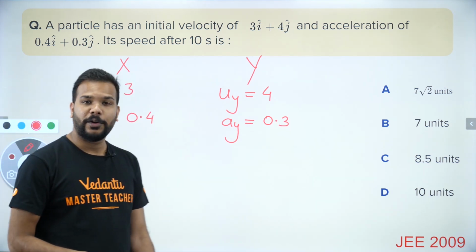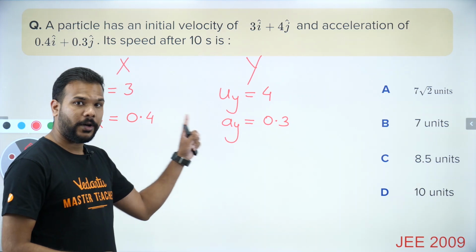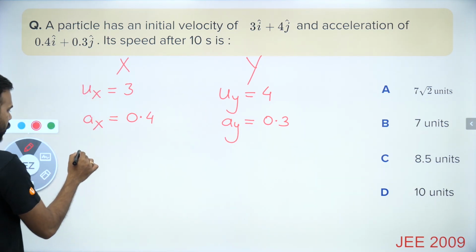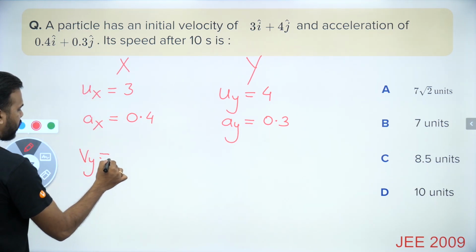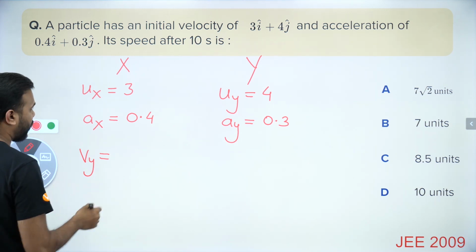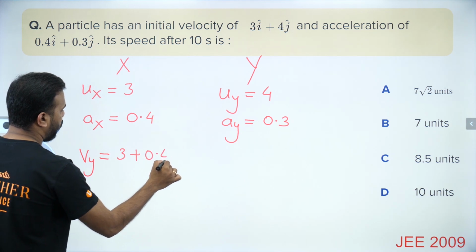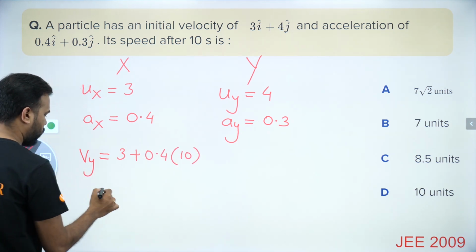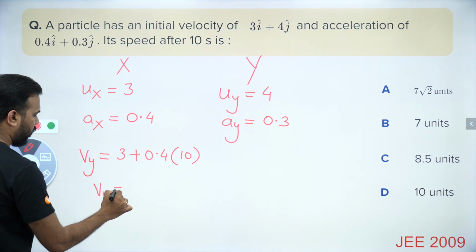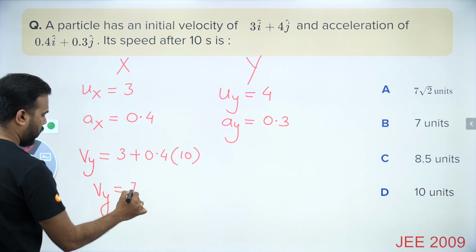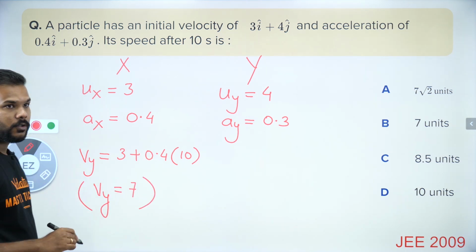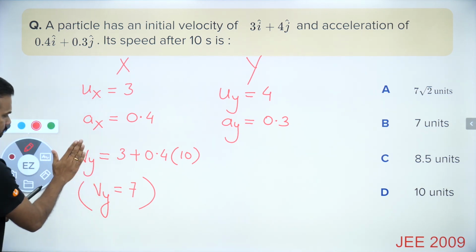Now what you apply? Obviously you apply v equal to u plus at, but now you apply that for individual directions. That means what? If I try to find out vy, which is uy plus ayt, not writing the formula, you are aware about that, it will be 3 plus 0.4 into 10. That means what? You get 3 plus 4, that is 7. So the x component, sorry, this is vx.